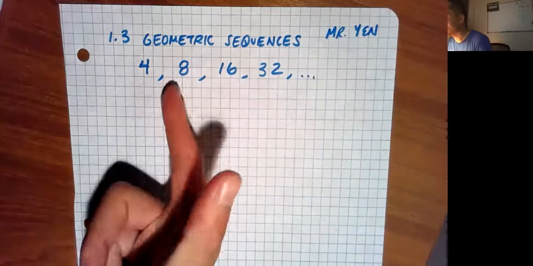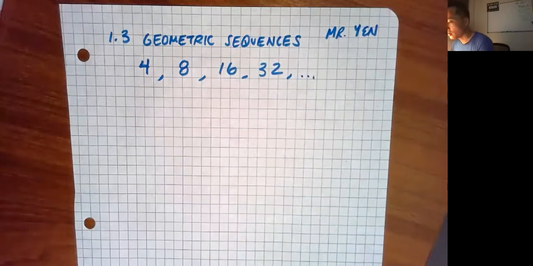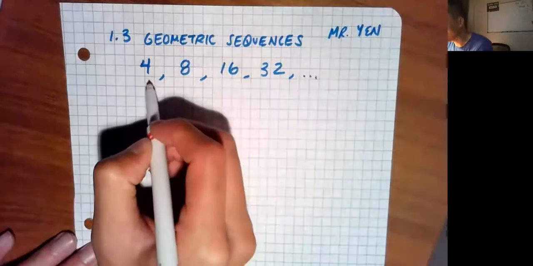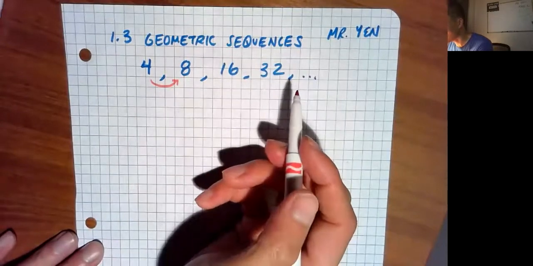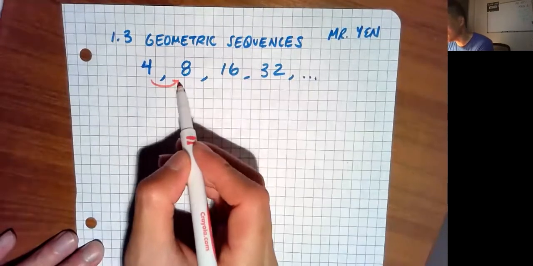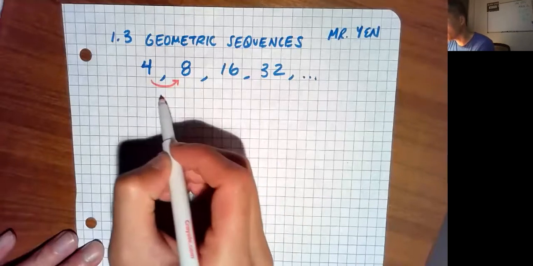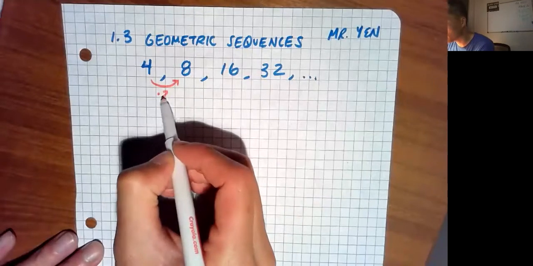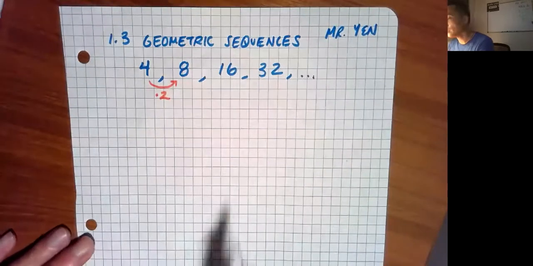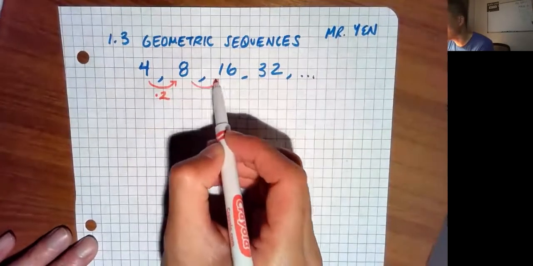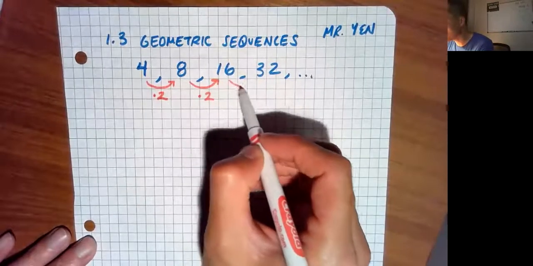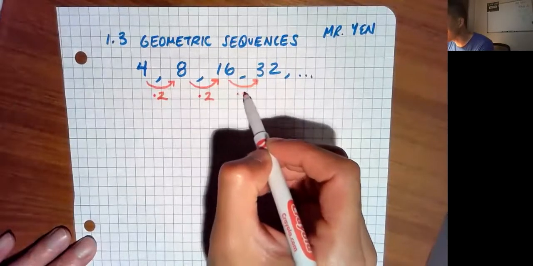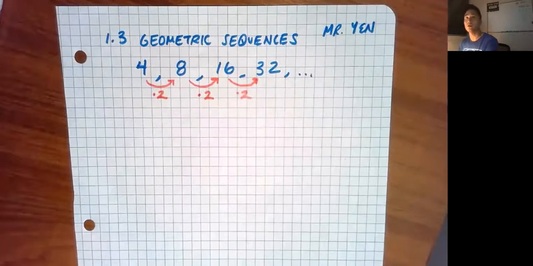Okay, well, it's getting bigger, so maybe it's multiplying. Let's try multiplication. 4 times what equals 8? Well, if I go backwards, 8 divided by 4, that would be 2. So that means 4 times 2 is equal to 8. Let's see if the pattern continues. 8 times 2 is equal to 16. That checks out. One more time. 16 times 2 is equal to 32. Great, we know the pattern.